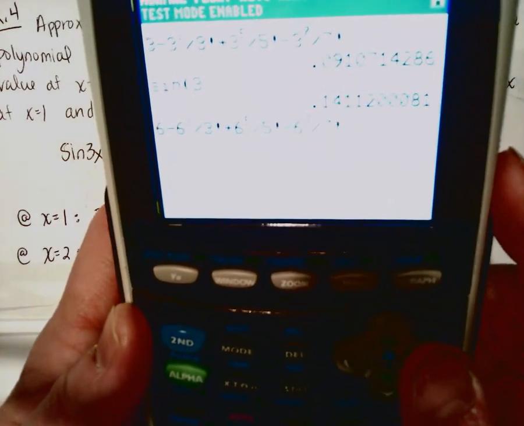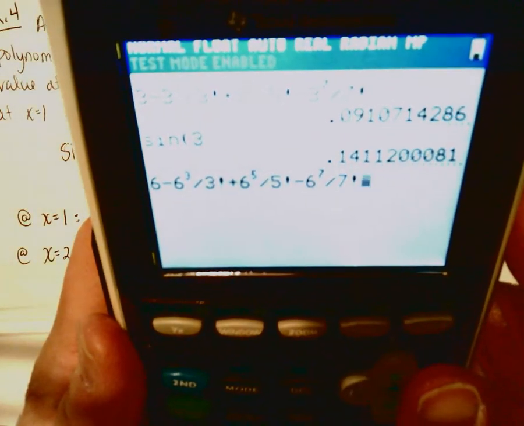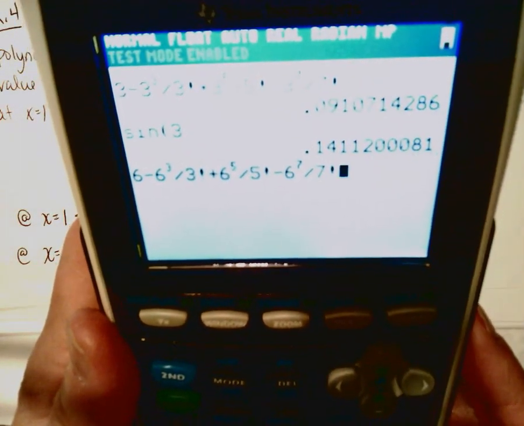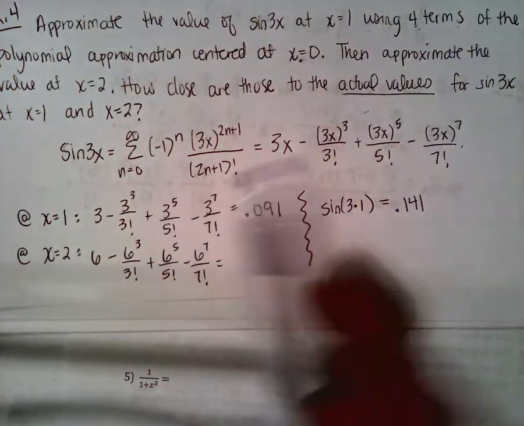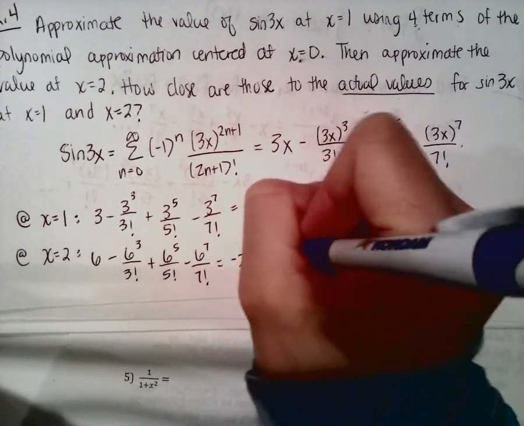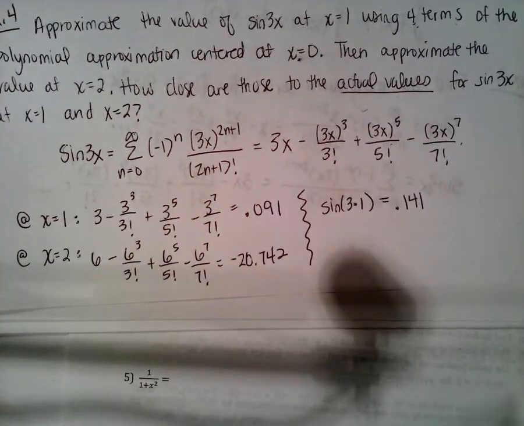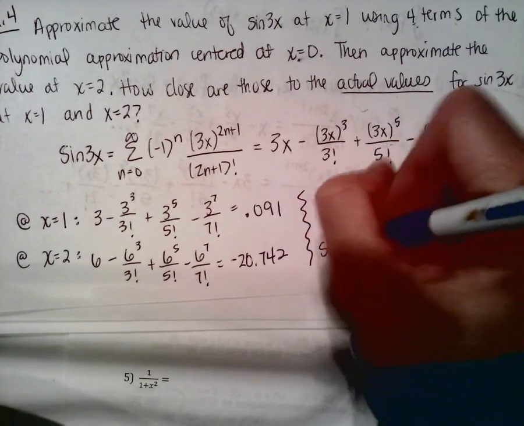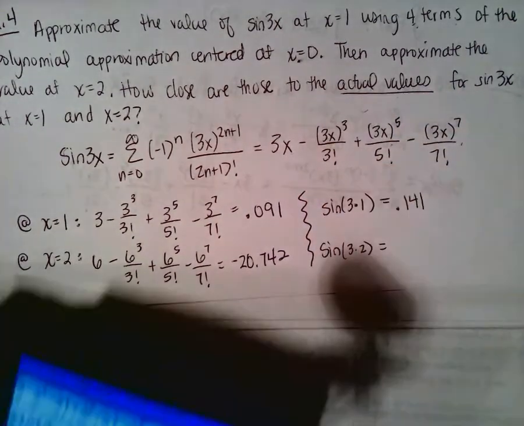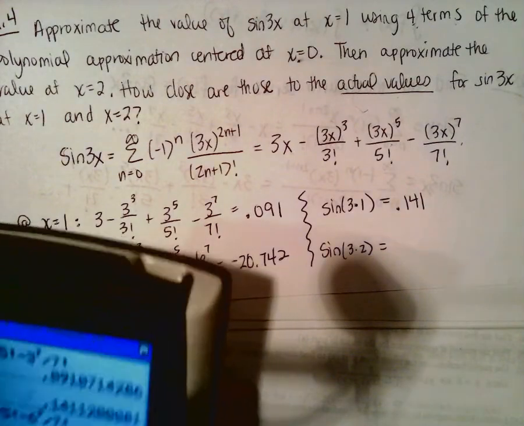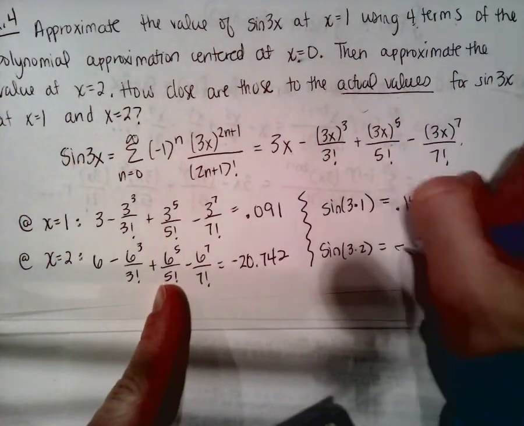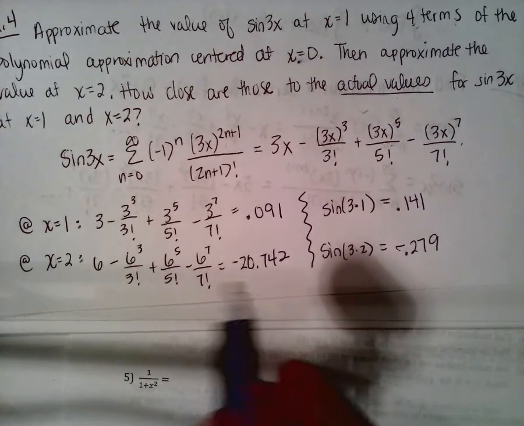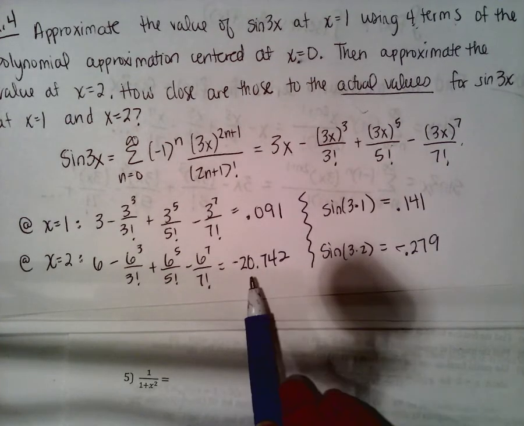Sorry, that is so bright and washed out. But there you go. Okay. We get, whoa, negative 20.742. Which, I can tell you right now, when we do the sine of 6, so that'd be 3 times 2, which is 6, we are certainly not going to get that, right? Because sine has to be between negative 1 and 1. So we get negative 0.279. So as you can tell, at x equals 2, the approximation is absolutely terrible.